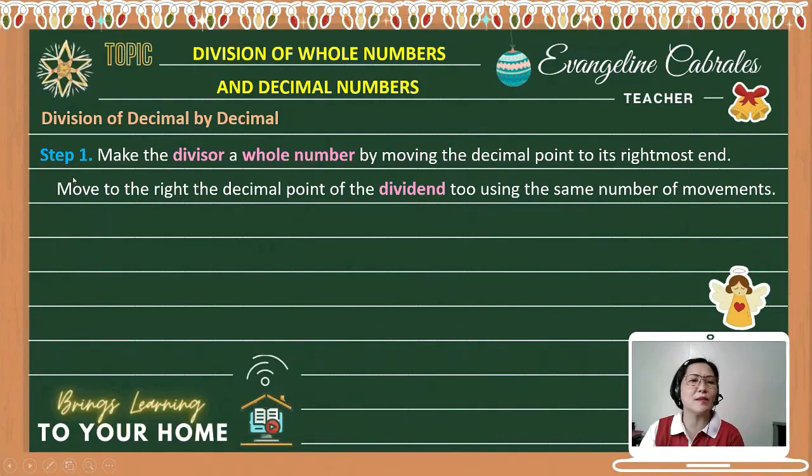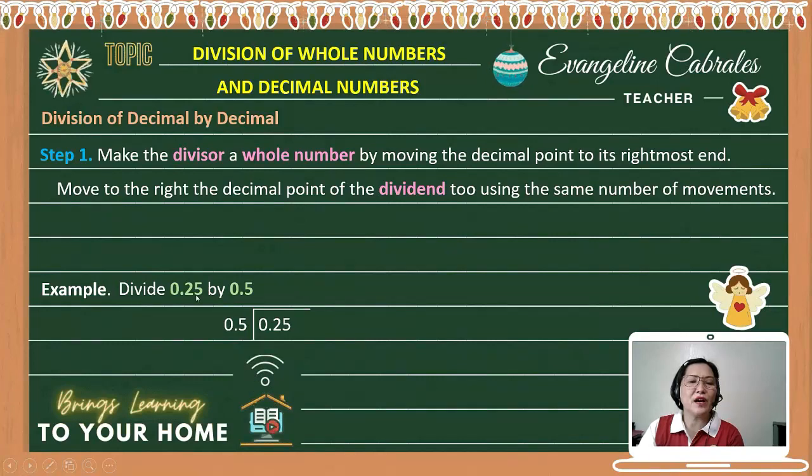Anong gagawin? Step 1. Make the divisor a whole number by moving the decimal point to its rightmost end. So, kapareho lang din yung ginawa natin kanina. Move to the right the decimal point of the dividend too, using the same number of movements. Kanina, meron tayong imaginary decimal point at nagdadagdag tayo ng 0. Ngayon ay wala na tayong imaginary decimal point kasi nga ang dividend ay may decimal na rin dahil siya ay decimal numbers din.